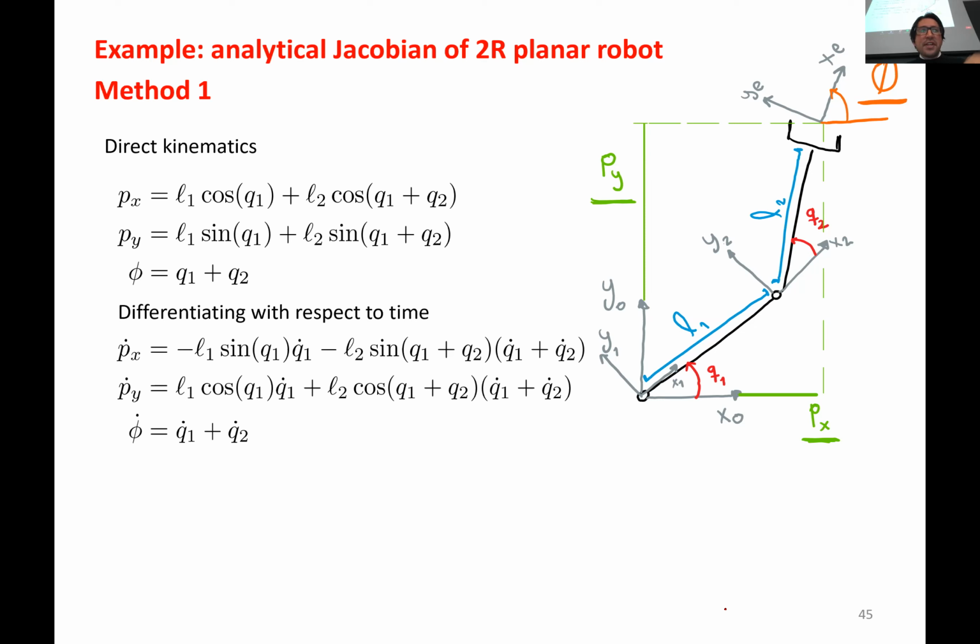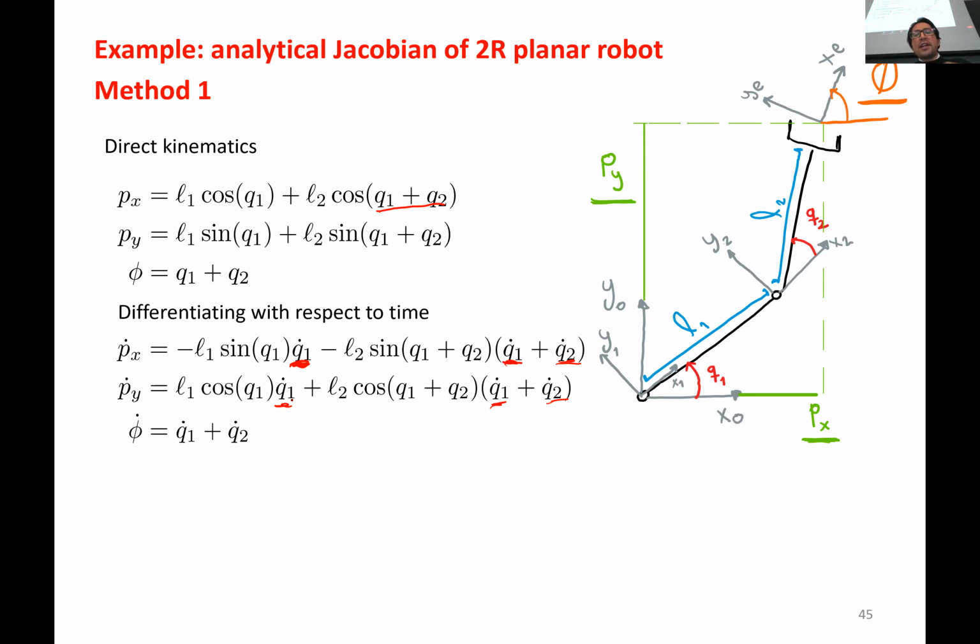If we differentiate each of these with respect to time, we get the following. Remember that whenever you differentiate a function with respect to time, you need to multiply by the derivative of the variable itself with respect to time. That's why we get q1 dot, q2 dot here, and it's the same case for the joint space variable in y. So from here you see q1 dot, q2 dot, and here q1 dot.